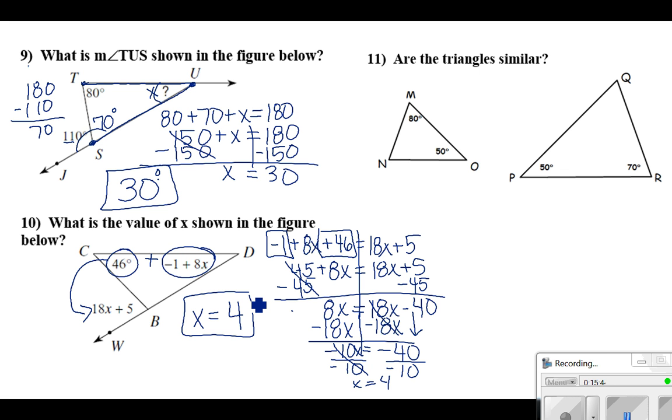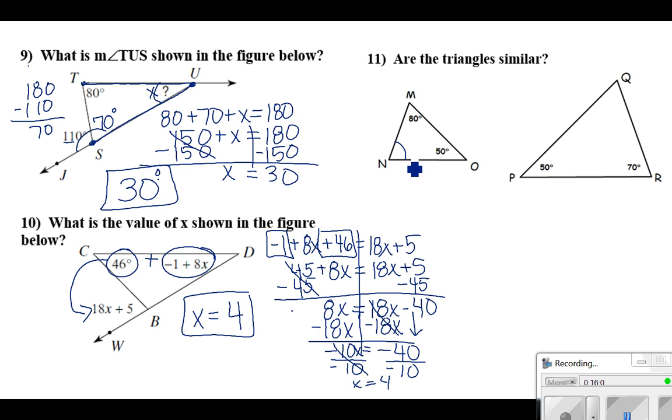Question 11. Are the triangles similar? For triangles to be similar, that means they have the exact same shape, but the sizes are different, but they are proportionate to one another. But the angle measurements have to be exactly the same. So let's look at the angle measurements we are missing. For this first one, we have 80, 50, and we need to know this angle measurement.